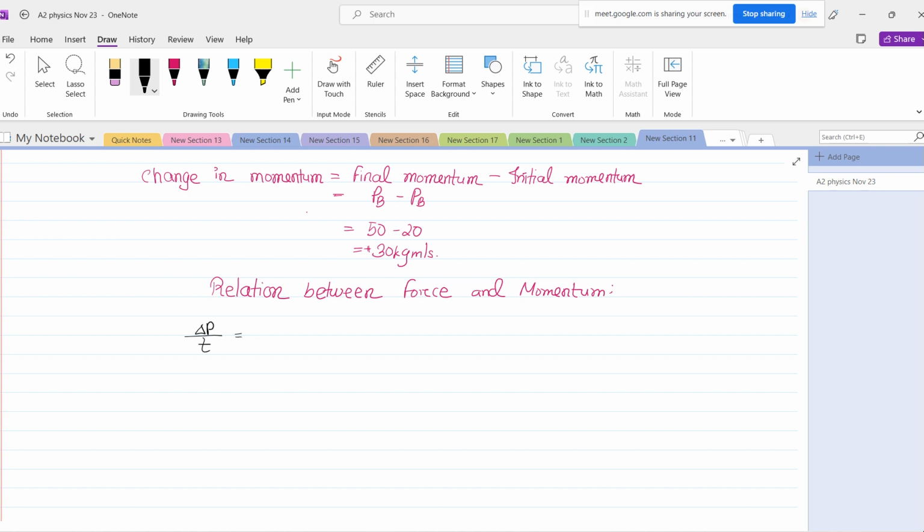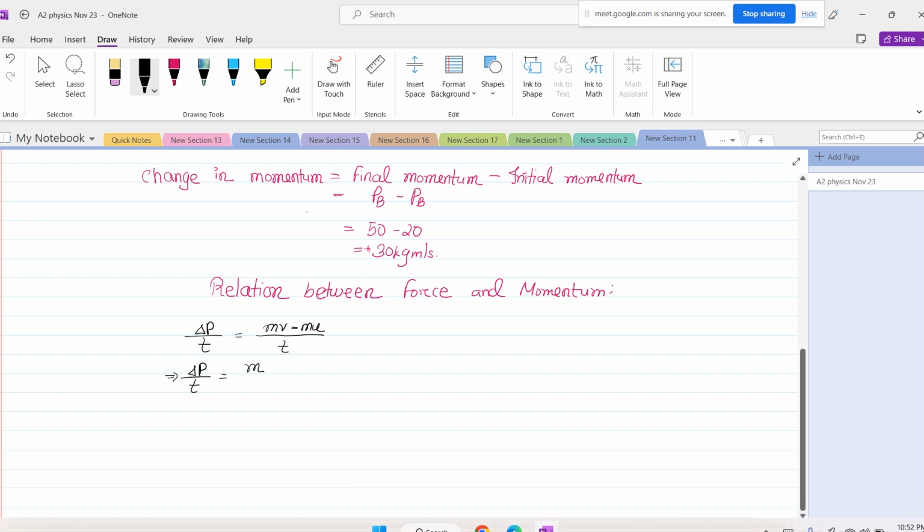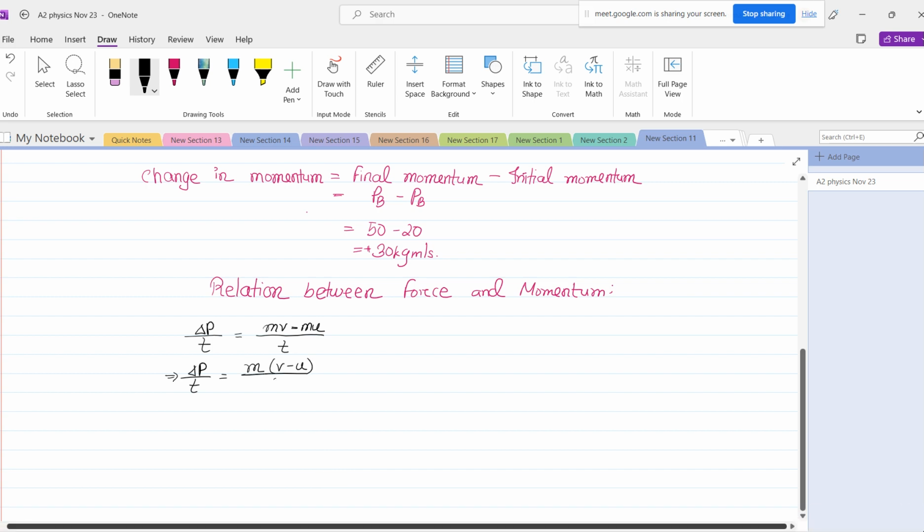Now the equation would be mv minus mu over t. The final momentum is mv with the final velocity, and the initial momentum is mu with the initial velocity, and obviously divided by time. Using simple factorization, for delta P over t you can take m common from the numerator, and it will look like m into v minus u over t, which is basically m times the equation for acceleration.